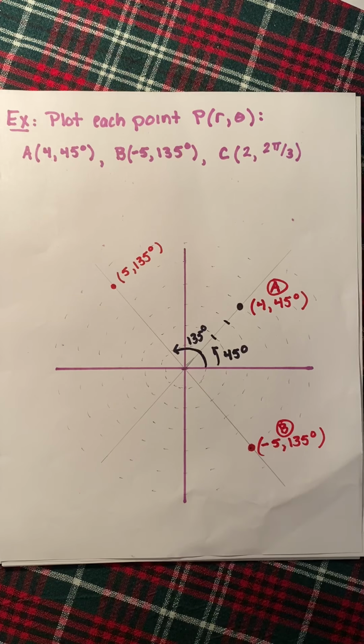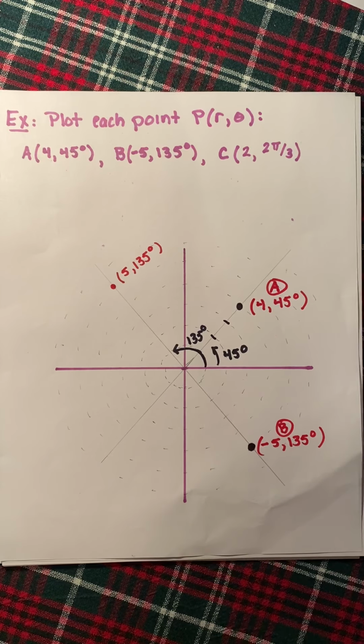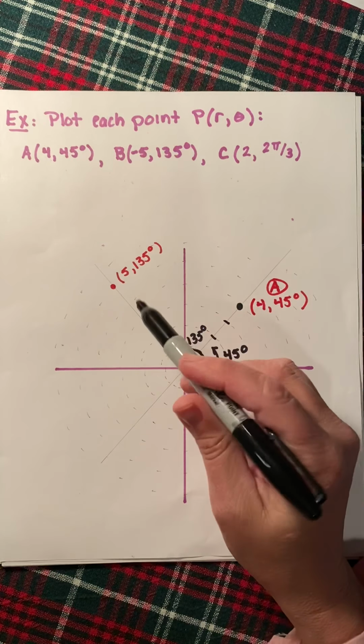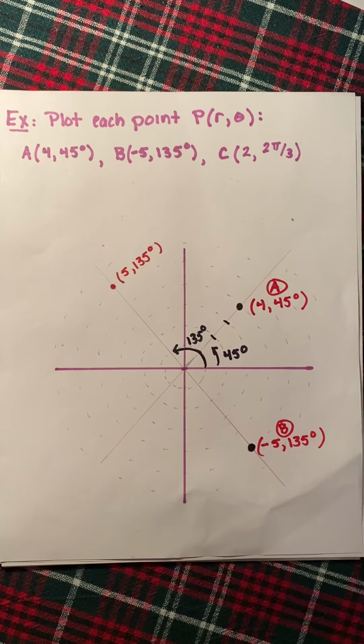Now, what's kind of interesting with polar coordinates as opposed to Cartesian coordinates is that Cartesian coordinates have one representation. If we went left 2 and up 2, that would be the point -2, 2, and that would be the only option.